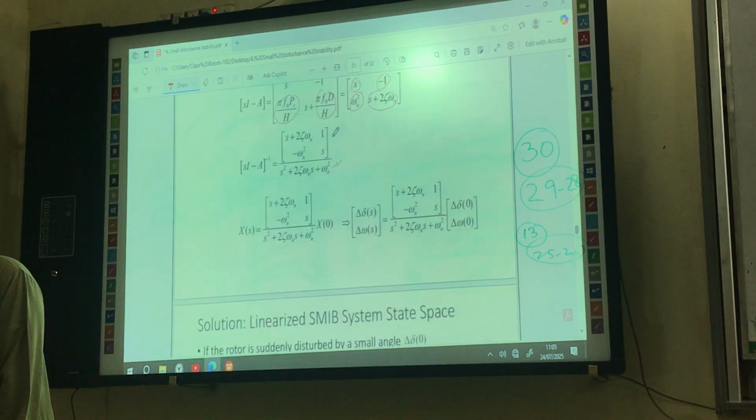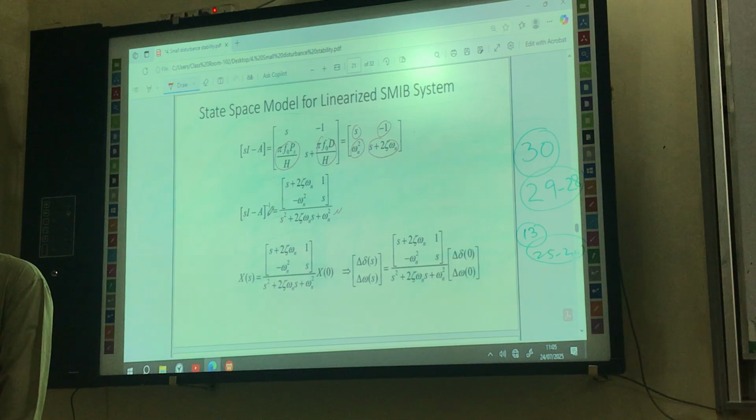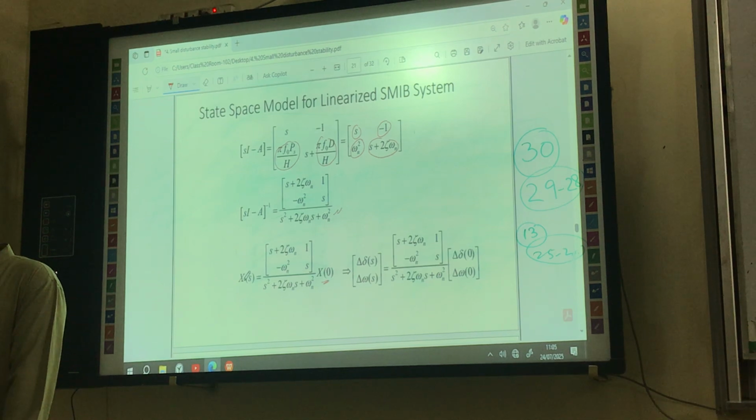Okay, so this is the si minus a inverse and this is x of 0. Now actually what is x of s? What is inside this x of s? We have two state variables, right? Del delta and del omega. So inside this x of s we will have del delta in s domain and del omega in s domain.